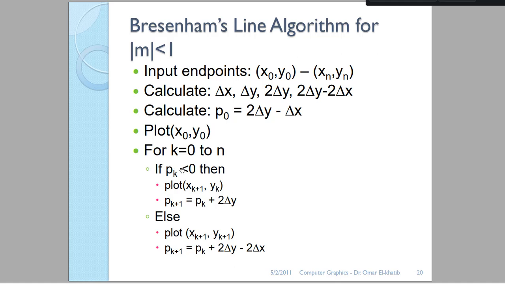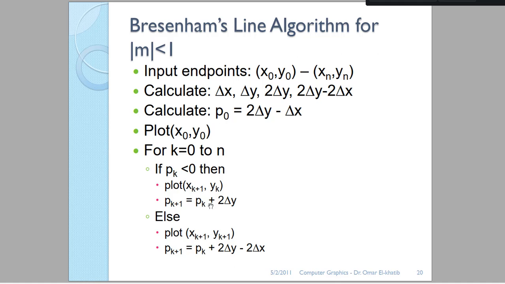Otherwise, if pk is not less than 0, then we will also change y to yk plus 1. Here we did not change yk, it was the same. Here we made an update to yk plus 1, which is the next point, and then we update our pk like this. So what does that mean? We will have a starting point p0, and depending upon the value of p0, if it's less than 0 we will do something, and if it is not less than 0 we will do something else.